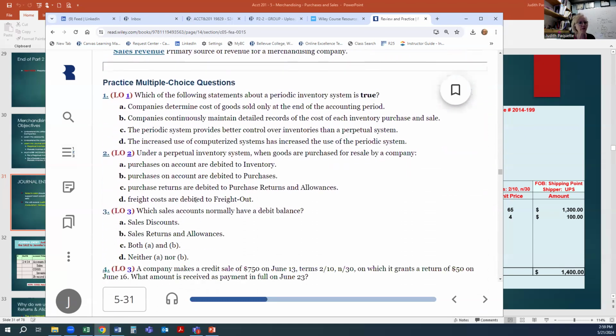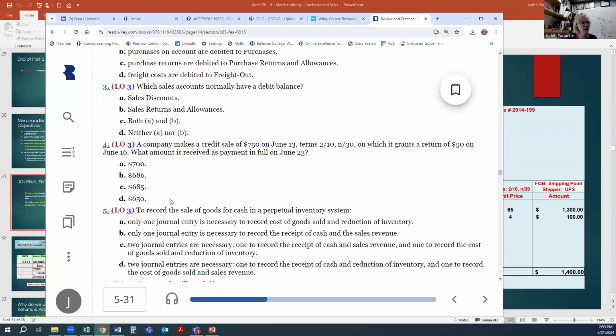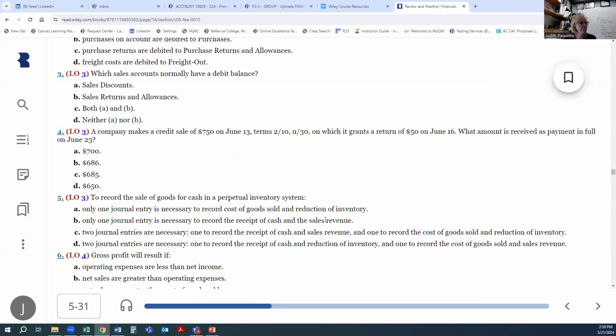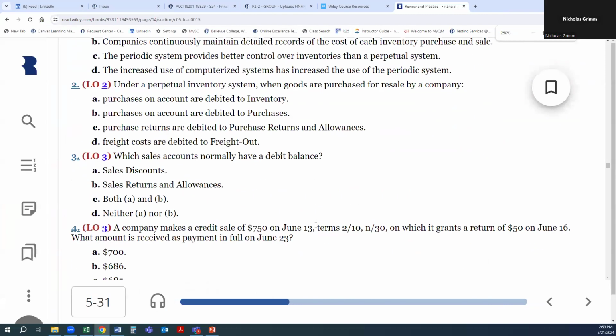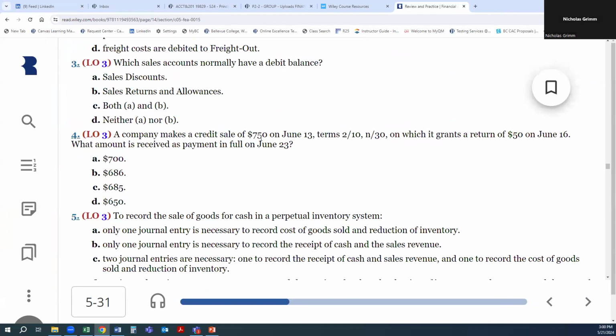Let's just take a practice problem. Let's see if we got one. Let's do number 4. Can you guys see it there? Yes. The company makes a credit sale, it grants a return. What amount is received as payment? So this is a sale, it's not a purchase, but we're still using that 2%. Let's see if you can figure that out. And direct message me in the chat. I'll give you a minute to work on that.